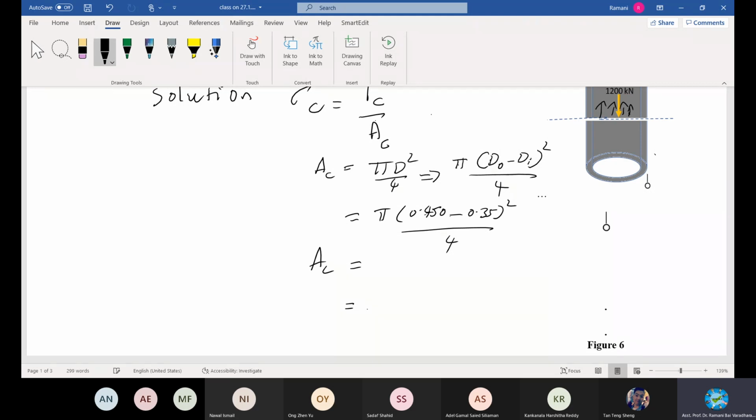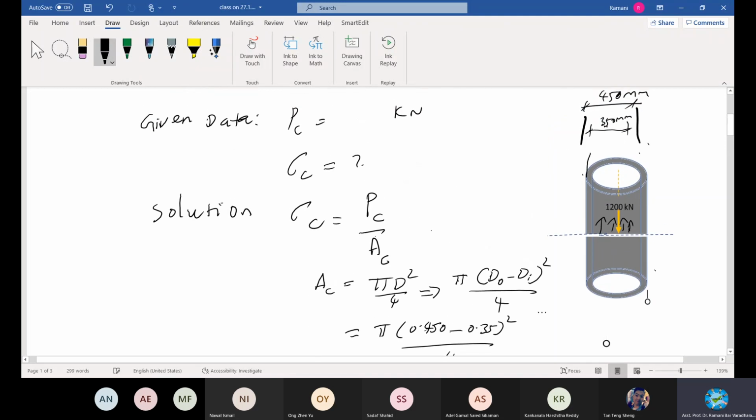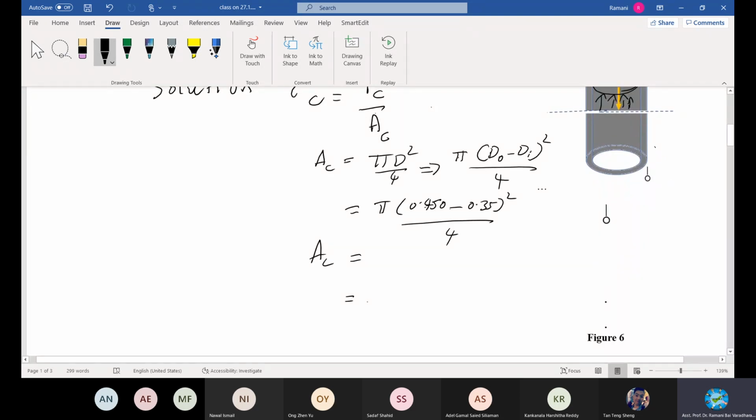Area of cross section, or nominal area of cross section, on which the compressive stress is acting, right? The net force, or total force, is given by 1200 kilonewton, which is here, right? Tell me the answer for this area. Are you working out? All of you join. 7.854 times 10 to the power of negative 3.